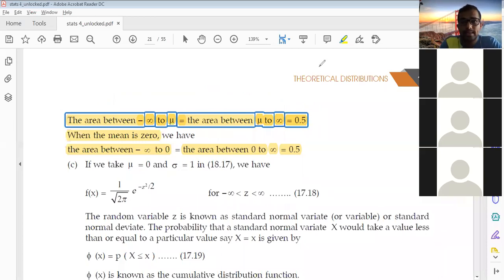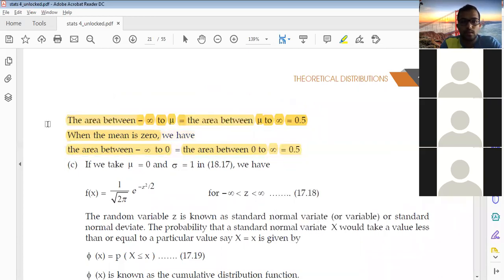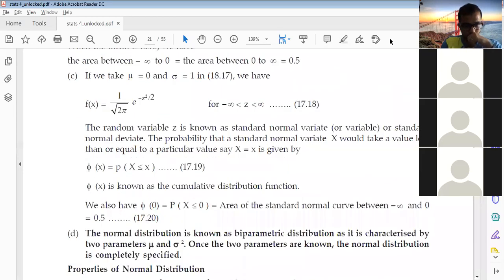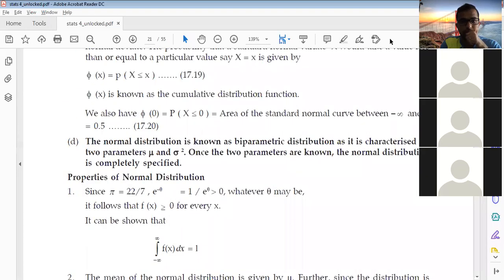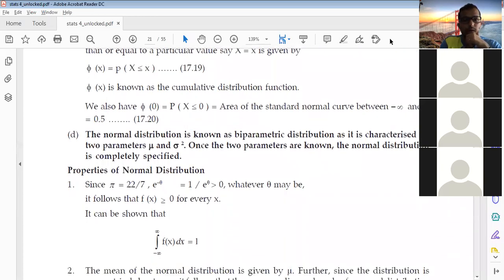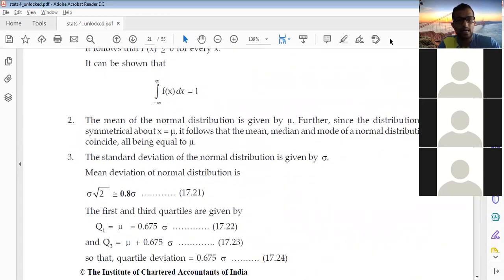Once this is over, don't go and write anything else. Don't write all these things. Let me also remove it. Because I want you to know this point later. All these things I will tell you later. First let me cover the other points from normal distribution. I don't want you to be confused. Okay, this point you have already written: normal distribution is known as biparametric. It has two parameters, mu and variance. Now I want you to write this point, students.